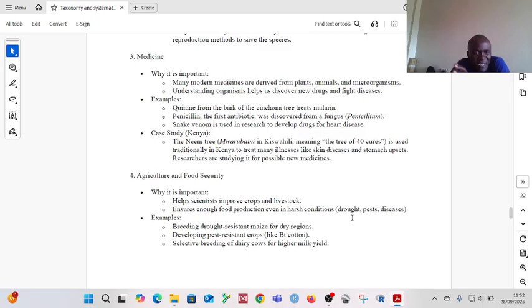By understanding the different types of maize that we have, understanding the different varieties of animals, you can design breeding programs to ensure that you have crops that are drought resistant, pest resistant, and even disease resistant. So with that, you'll have enhanced food production.